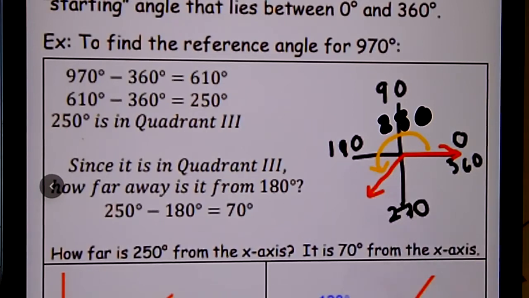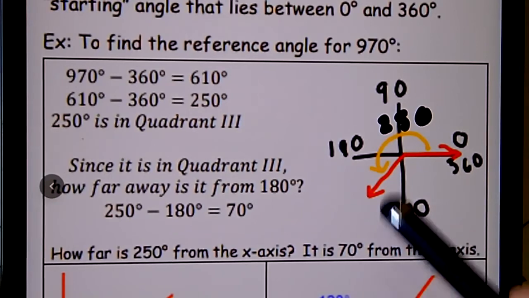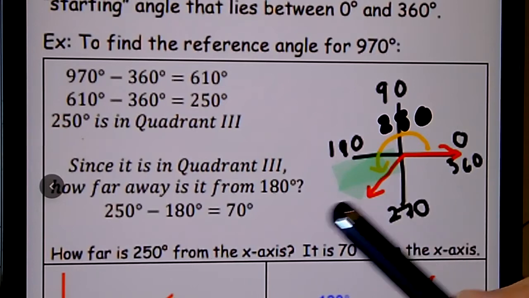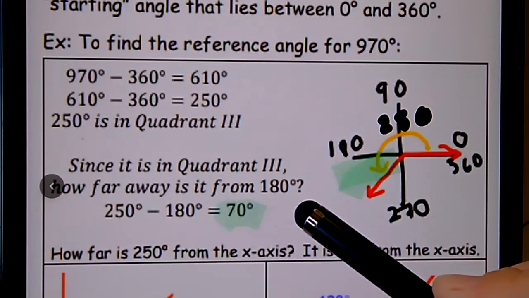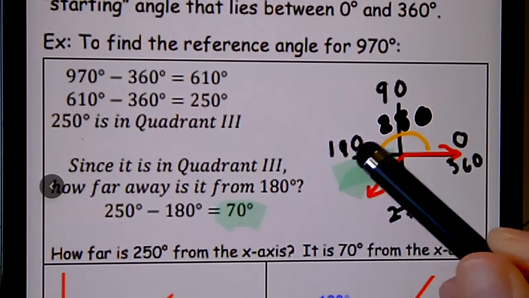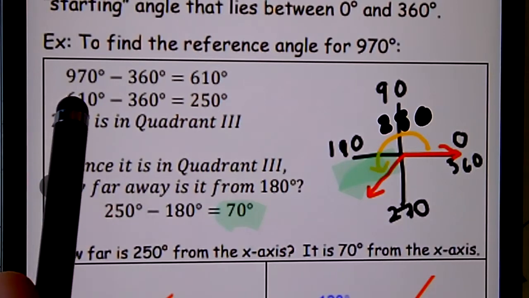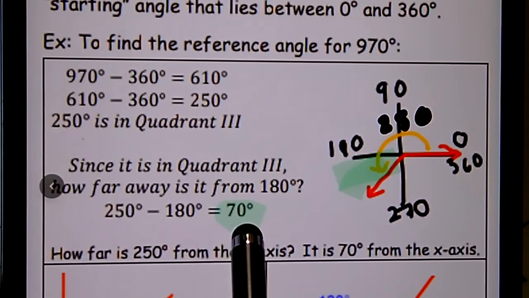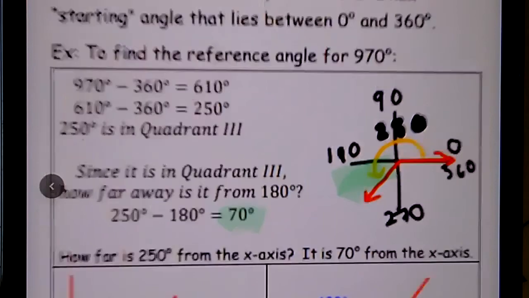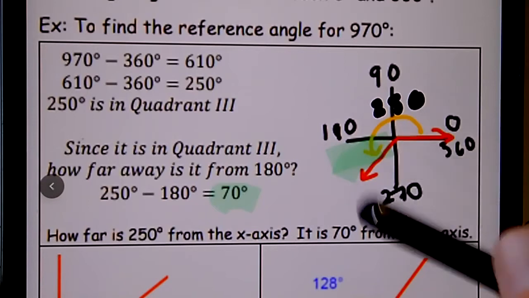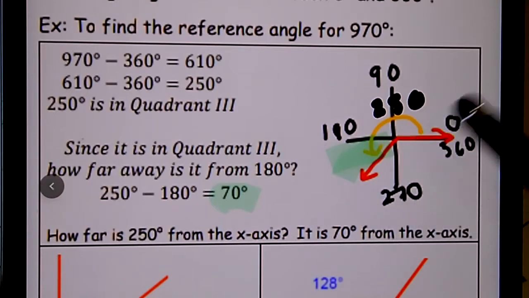So this right here, just make sure it's thin. This angle right here, that part right there is going to be 70 degrees. It is 70 degrees below the x-axis. And so the reference angle for 970 is 70 degrees, because we're trying to figure out how far it is above or below the x-axis, okay?